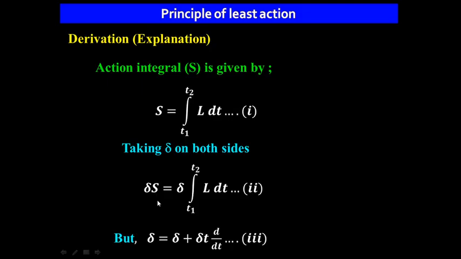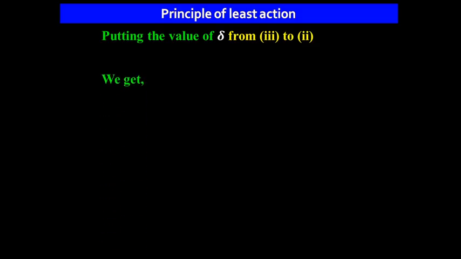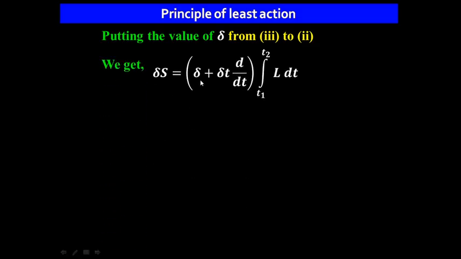Now we will define delta. Delta can be written as delta plus delta t d by dt. Suppose this is equation number 3. So we will put the value of this delta into equation number 2. See, this is change in t, this is also change in t, so delta can be written in this way. So we get delta S is equal to delta plus delta t d by dt, applied to the integral from T1 to T2 of L dt.